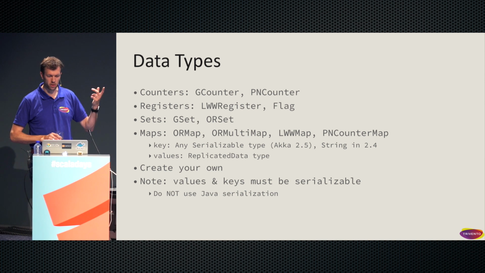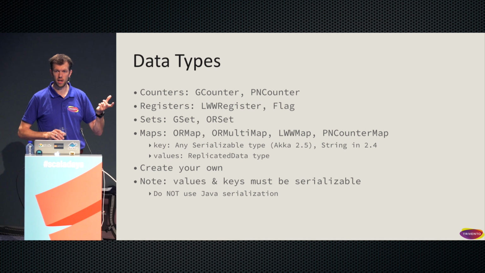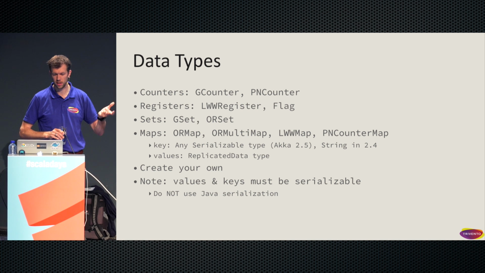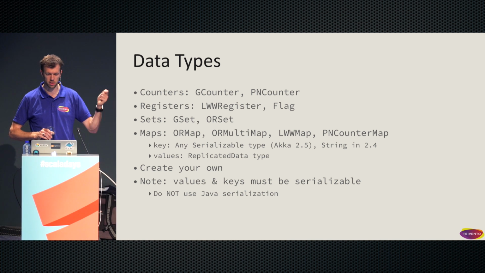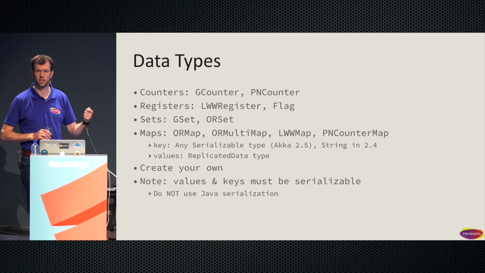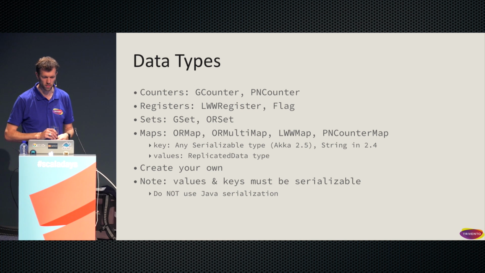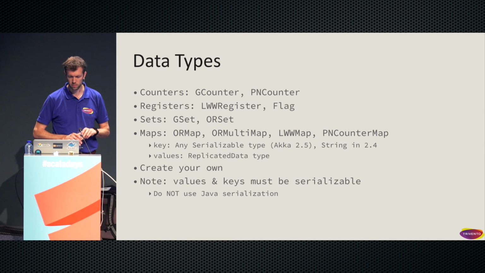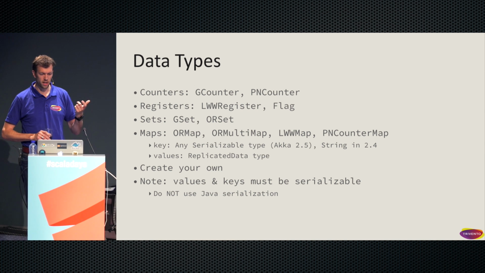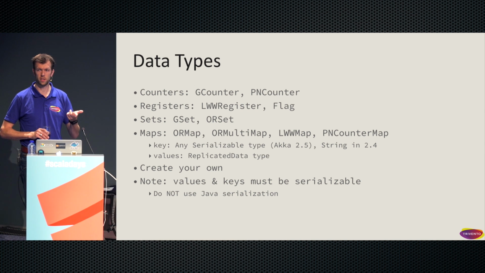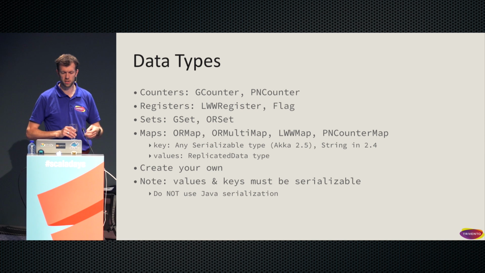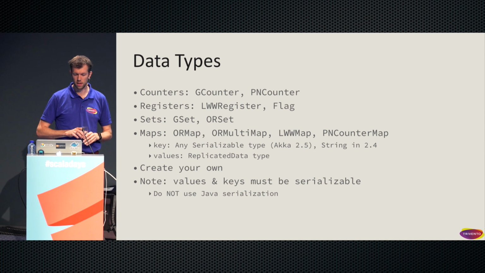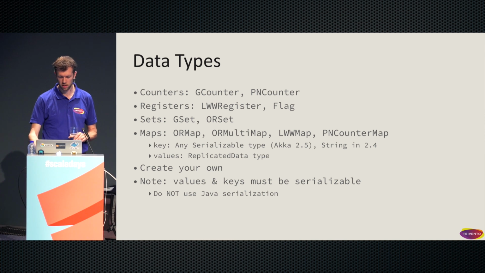In the map, you can use any value for a key. Since 2.5, in 2.4 it needed to be a string, but currently you can use any value as long as it's serializable over the wire. And you can create your own data structures. So what I said, the values need to be serializable, but also the data sets need to be serializable. And whatever you do, do not use Java serialization.